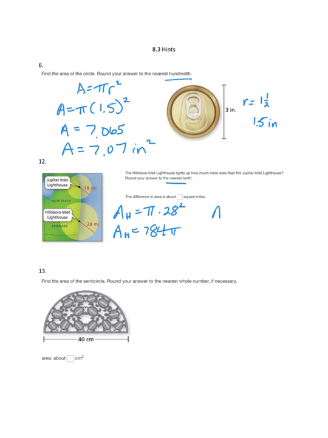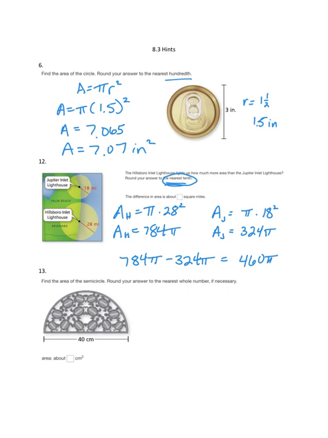Then the area of the Jupiter Lighthouse will be pi times 18 squared. So I'll just simplify the 18 squared is 324. So the area of the Jupiter Lighthouse is 324 pi. So the difference will be 784 pi minus 324 pi. So you can just subtract with those whole numbers first. And we get that that difference is 460 pi. So you're just going to use 3.14 for pi and round your answer to the nearest 10th.